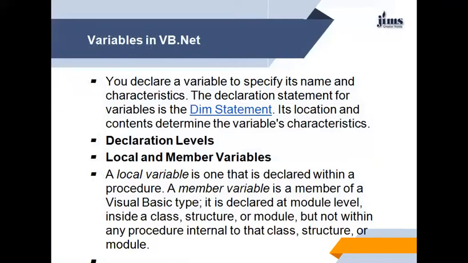Its location and contents determine the variable's characteristics. Declaration labels: local and member variables. A local variable is one that is declared within a procedure. A variable which is declared within a procedure or function is called a local variable. A member variable is a member of a Visual Basic type. It is declared at module level inside a class, structure or module, but not within a procedure. That is called a member variable.